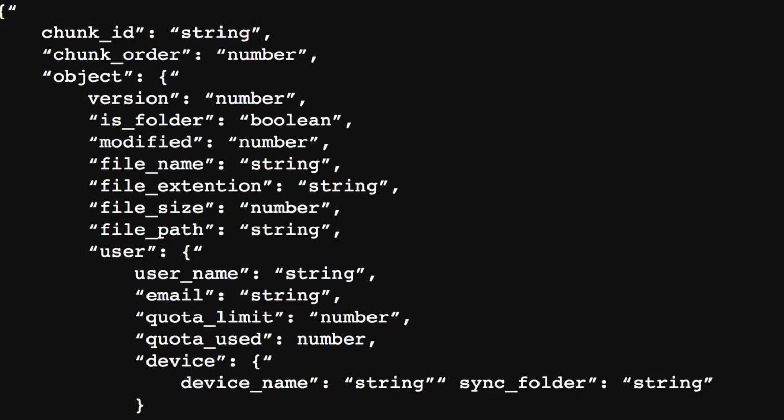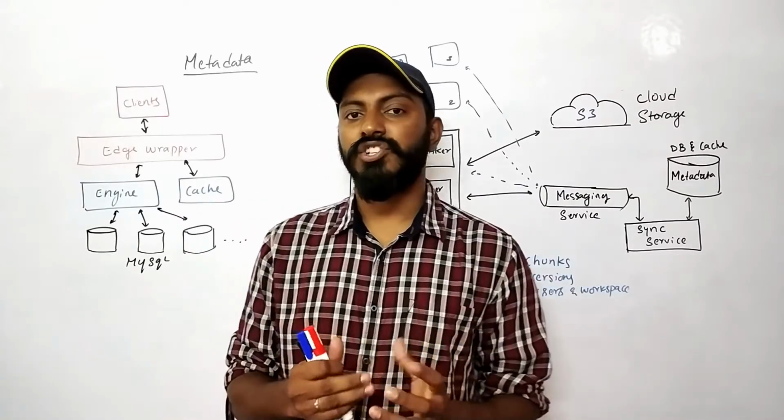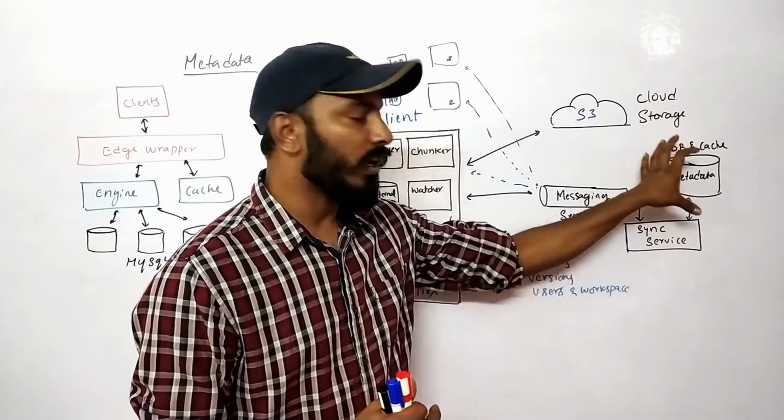Why do you need a chunk order? As I already mentioned, if we break the file into multiple pieces, we should also know the order in which the chunks should be stitched back to get the original file. In the object information, we also have the version number, whether it is folder information or a file, and that is captured, and also the file name, obviously, the extension, size, path, etc. A little bit of information about the user is also captured over here, along with the device information.